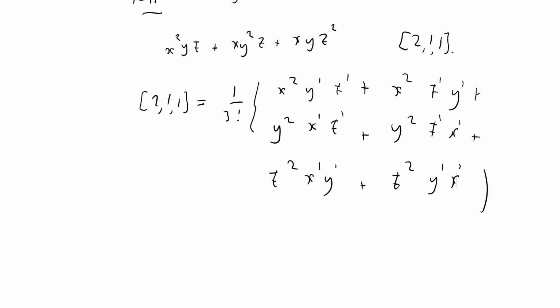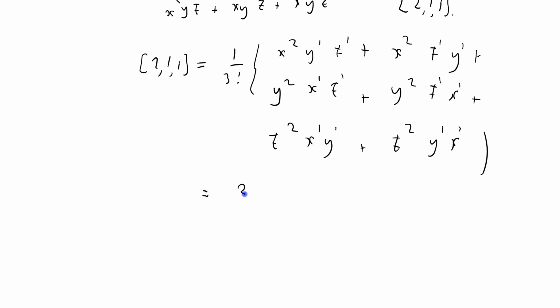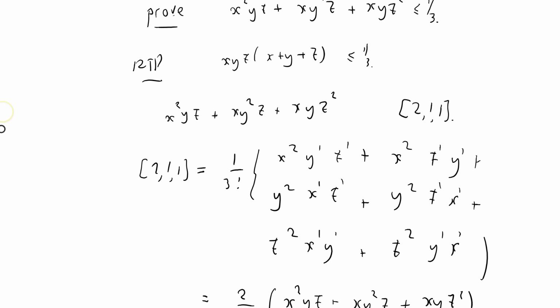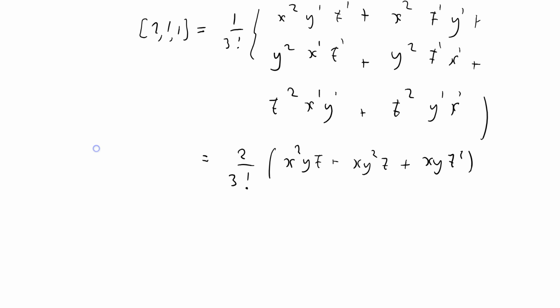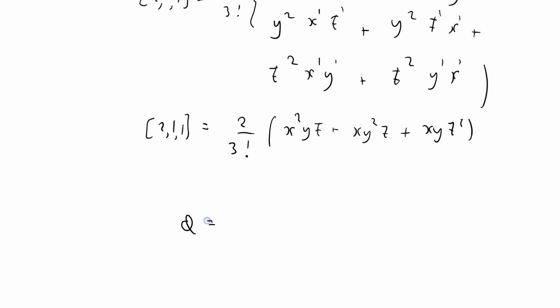And then we'll notice that these two terms here on the top are the same, because it's x squared y z and this is x squared z y, because the 1's repeated, I guess. So that equals 2 divided by 3 factorial times x squared yz plus x y squared z plus x y z squared. And this term here, let's call it q. So we know that [2, 1, 1] equals that. So q equals 3 times [2, 1, 1].